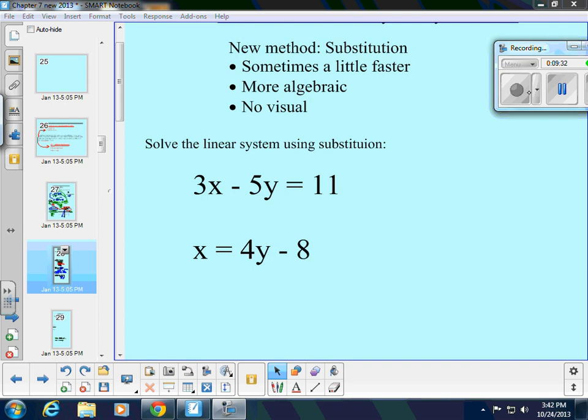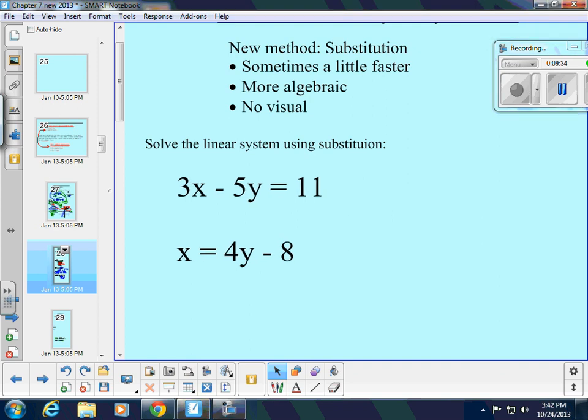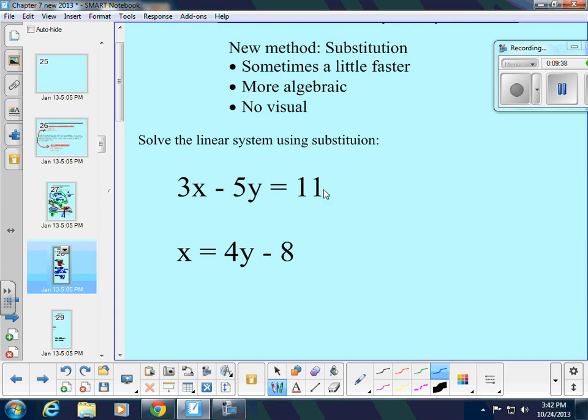I'll go through another example here just to show us one more time what it should look like if I'm solving a system using substitution. So again, I've got a system of equations here, 3x minus 5y equals 11, and x equals 4y minus 8. This second equation right here is set up good for substitution because it's solved for one of the variables. I have x equals, and then this stuff, 4y minus 8.